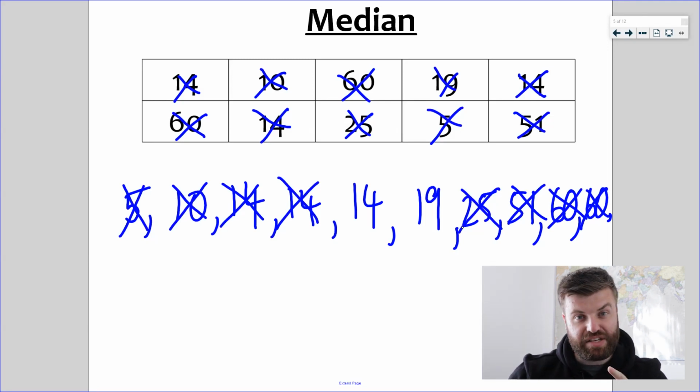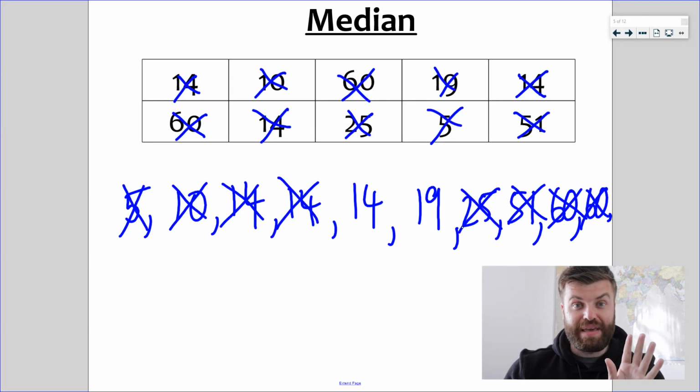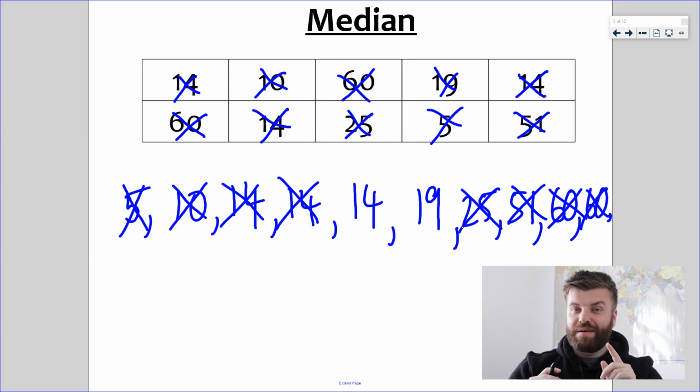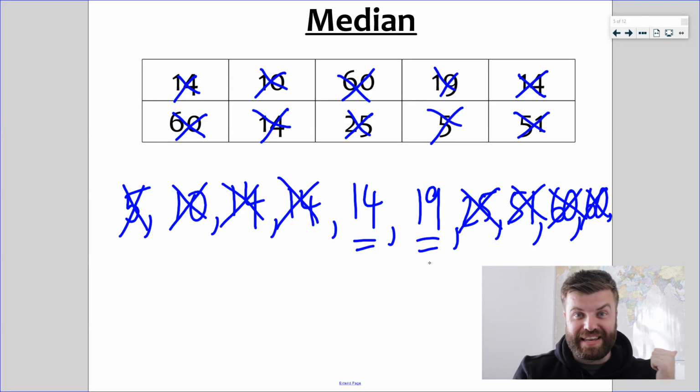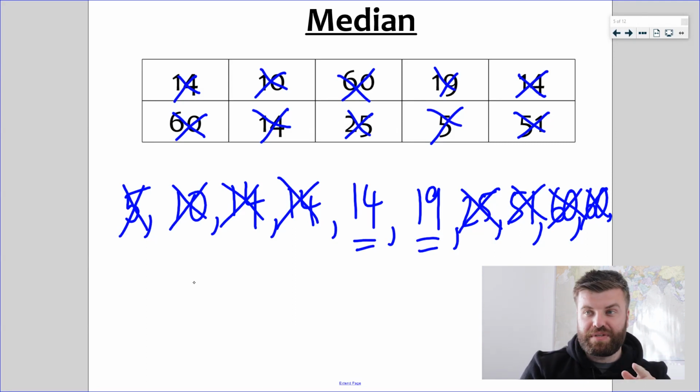Now in some data sets, you'll just be left with one number. That's your median, the middle, sorted. But if this happens and you have 2 numbers left, you have to go back to the mean. We have to find the average of these two. So we're going to take 14 and 19.